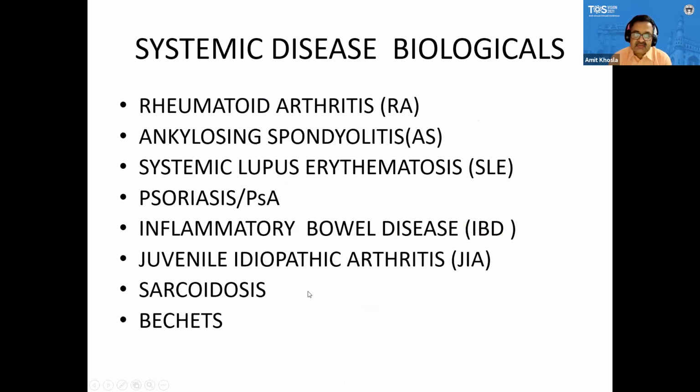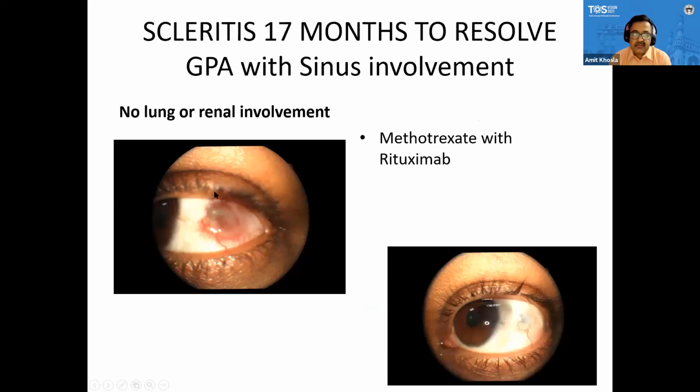The systemic diseases with eye lesions which are being regularly treated are rheumatoid arthritis, ankylosing spondylitis, SLE, psoriatic arthritis, inflammatory bowel disease, JIA, sarcoidosis, and Behçet's. So these are diseases where the rheumatologists are already using biologicals. And if you have an eye symptom in combination, these patients benefit. Here's a patient who presented to me just with scleritis, no lung or renal involvement, had GPA with sinus involvement and a deformed nose. It took us about 18 months to control the patient with methotrexate and rituximab.